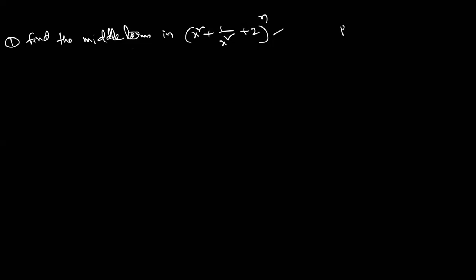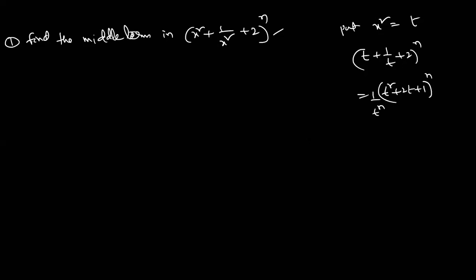So in these type of cases, put x square is equal to t. Clear? What is the answer? (t plus 1 by t plus 2) whole power n. So take the LCM. What is the result coming? (t square plus 2t plus 1) whole power n by t power n. Is it clear here, dear students?